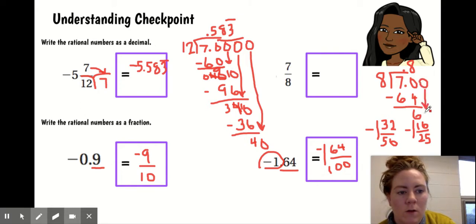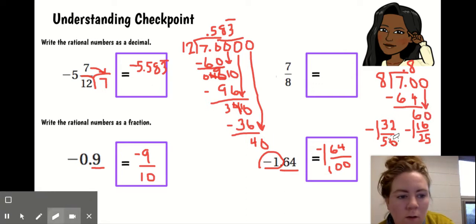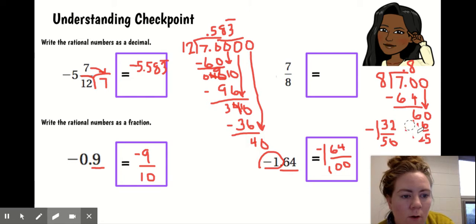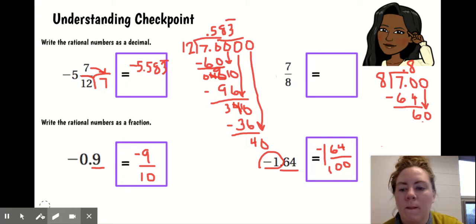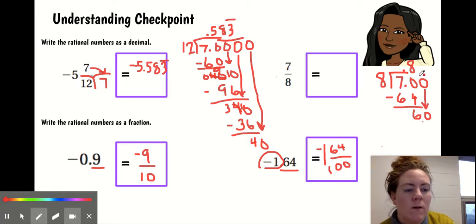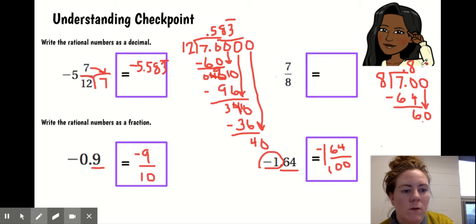Bring it down. I'm going to have to erase here a little bit. Let's erase some of our last problem. There we go. Let's see, 8 goes into 67 times, because 8 times 7 is 56. Do that subtraction, you get a 4.